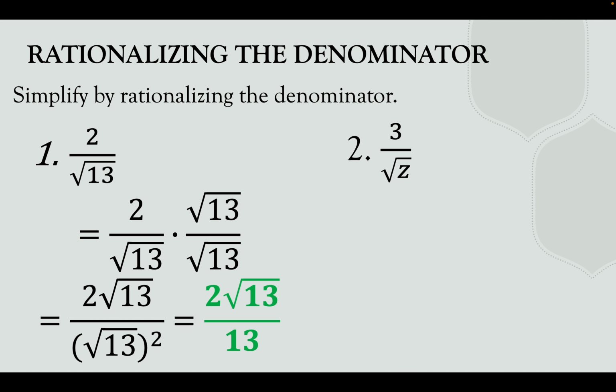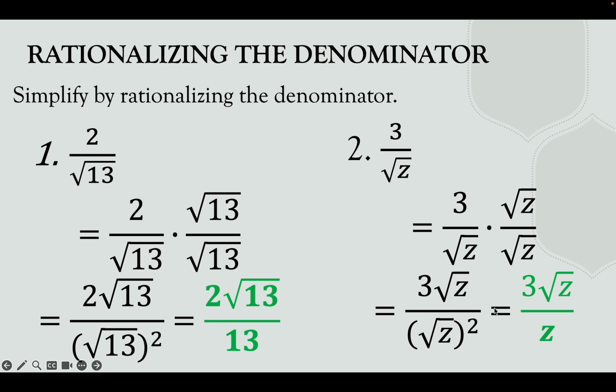Next example, we have 3 over square root of z. So again, our goal here is to eliminate the radical sign in the denominator. So we just need to multiply both the numerator and denominator by square root of z. So we have 3 over square root of z times square root of z over square root of z. So direct multiplication, numerator times numerator, 3 times square root of z, we have 3 square root of z. And square root of z times square root of z, we have square root of z squared.